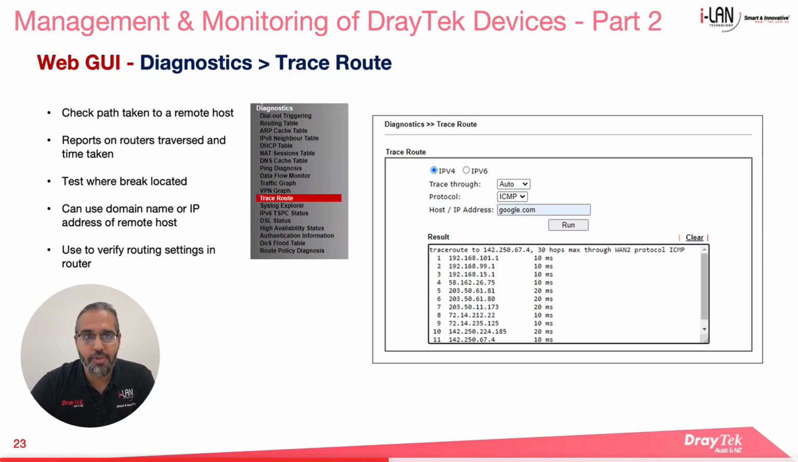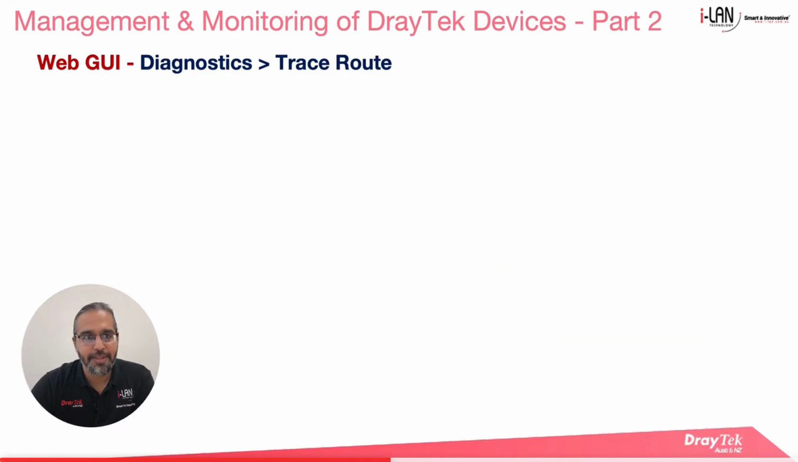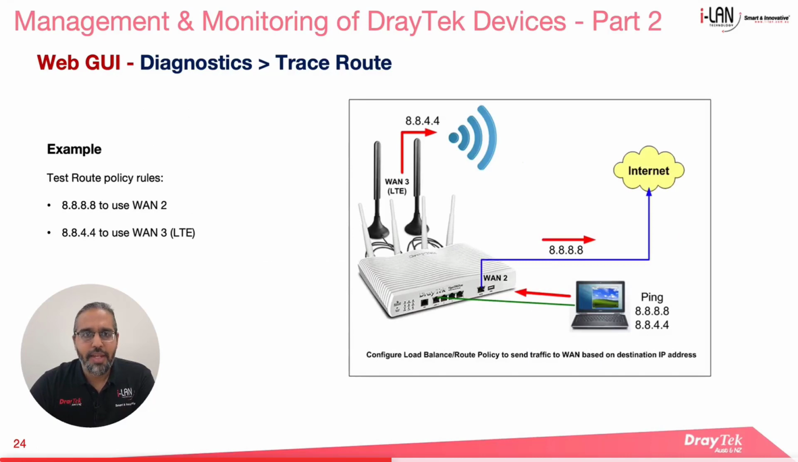Traceroute can also be used to check that routing settings are configured correctly. For example, if we set up route policies for traffic to be sent over certain WAN connections, as shown in this diagram, we can use Traceroute to check that the correct WAN connection is being used. In the example shown here, we want traffic to 8.8.8.8 to go over WAN 2 and traffic to 8.8.4.4 to go over the LTE connection. We can easily set up load balance route policies to do this.